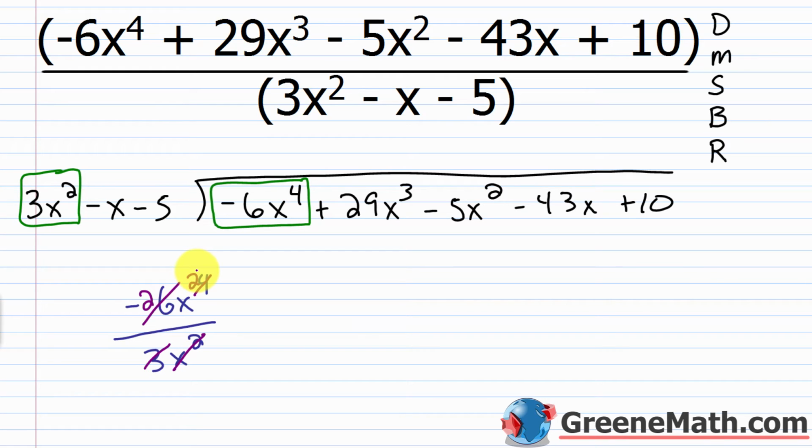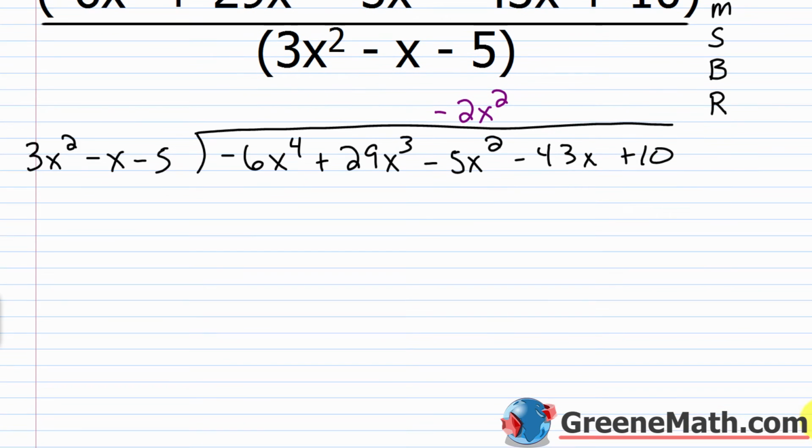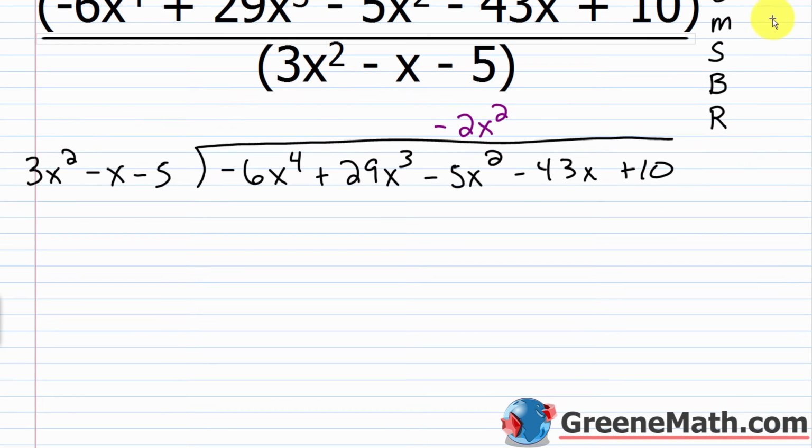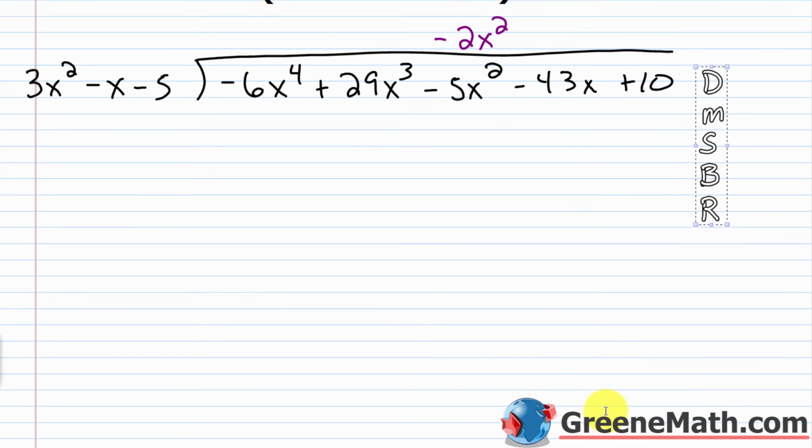Where am I going to write that? Am I going to write it here over the x fourth spot? No. Am I going to write it here over the x cubed spot? No. I'm going to write it over the x squared spot because that's where it goes. So negative 2x squared. All right, now I'm going to multiply. That's my next step. Let me erase this stuff, and let me scroll down a little bit. I realize it's going to take this guy off the screen, so let me drag this down right there. There we go.